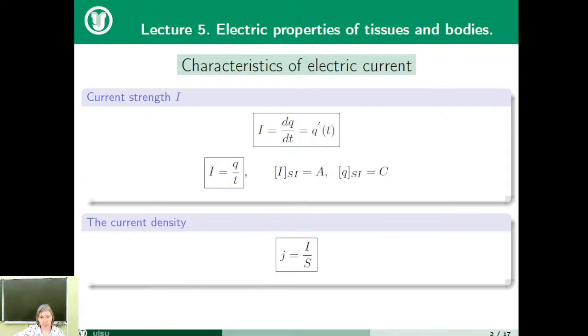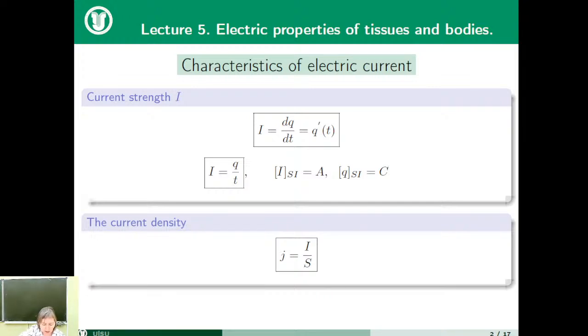And today we'll talk about electric properties of tissues and bodies. Characteristic of electric current. The electric phenomena in a human organism are connected with the passing of currents in tissues of human organism, being in most cases the mediums well conducting the electric current, except for skin and bone tissues. The basic characteristics of currents are the current strength, I, and the current density, G.